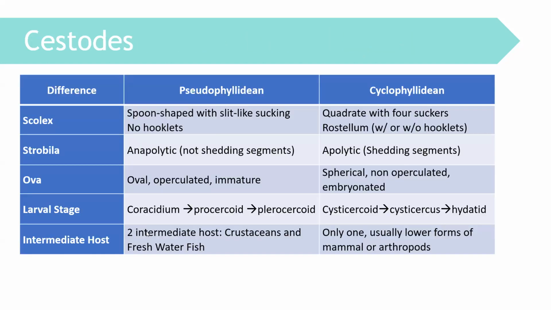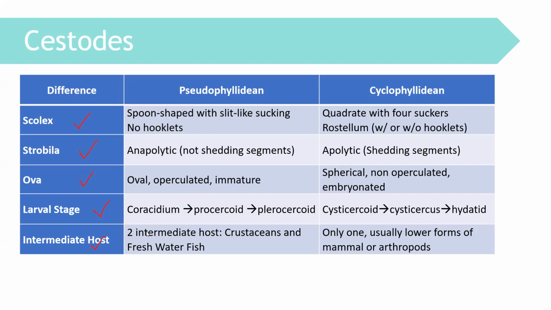Cestodes are classified into two. No? They are classified into two. We have your pseudophyllideans and we have your cyclophyllideans. Now, if we are going to differentiate cestodes based on this, they are different in terms of the scolex, in terms of the strobila, in terms of the ova, in terms of the larval stage, and in terms of its intermediate host.